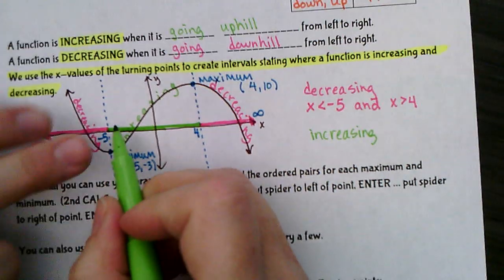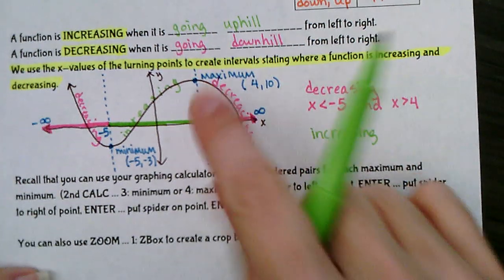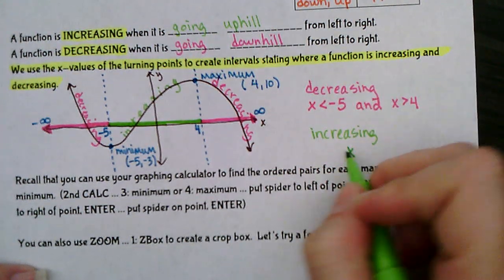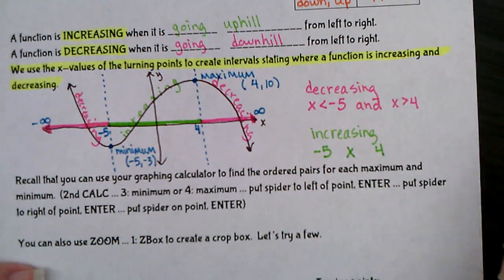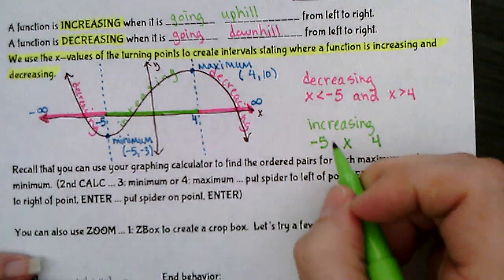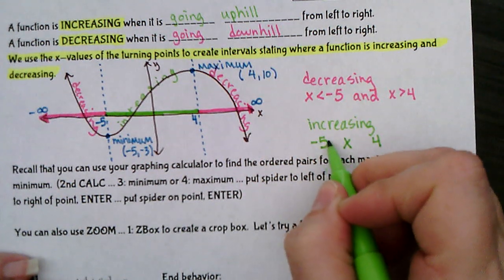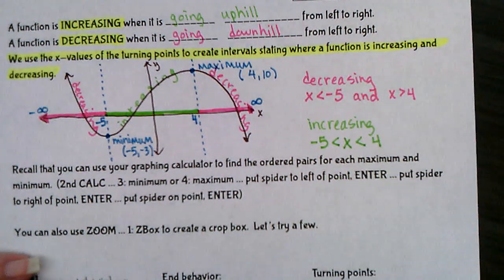This graph is increasing for all the x values in between -5 and 4. So that's going to be a compound inequality. It's going to be all the x values that are trapped between -5 and 4. And when we write that compound inequality, the arrows always are the less than symbol. So we go -5 is less than x and x is less than 4. And that's how we'll show that.